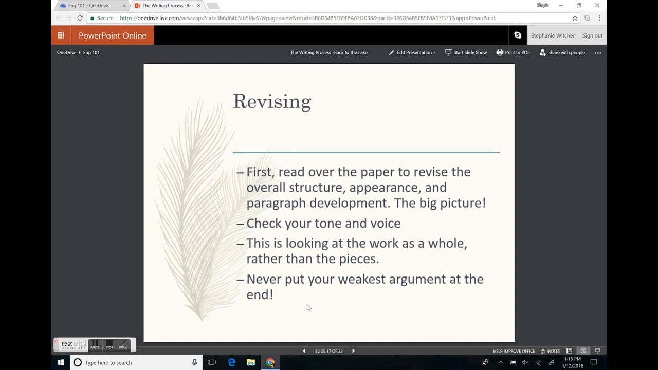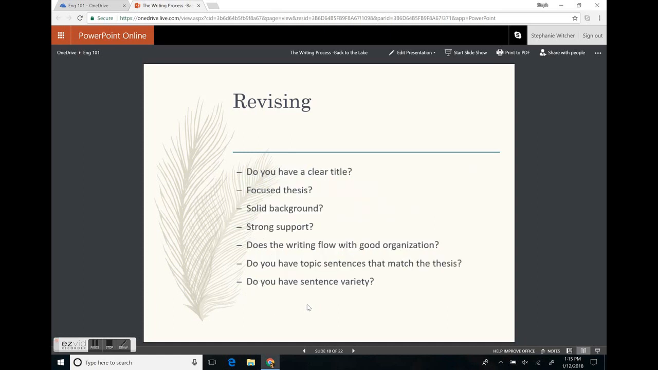But if I chose a particular tone, do I keep that throughout the whole work? Or do I sound like I have multiple personalities because I'm happy in one paragraph and angry in another? You want to maintain consistency and coherence throughout your whole paper. So this first step is just looking at the work as a whole. And one of the key things you want to consider is your weakest point should never go at the end. So if you have 3 body paragraphs, your weakest one should be the first, your strongest one should be the last. Okay, so consider that when you're organizing your paper.